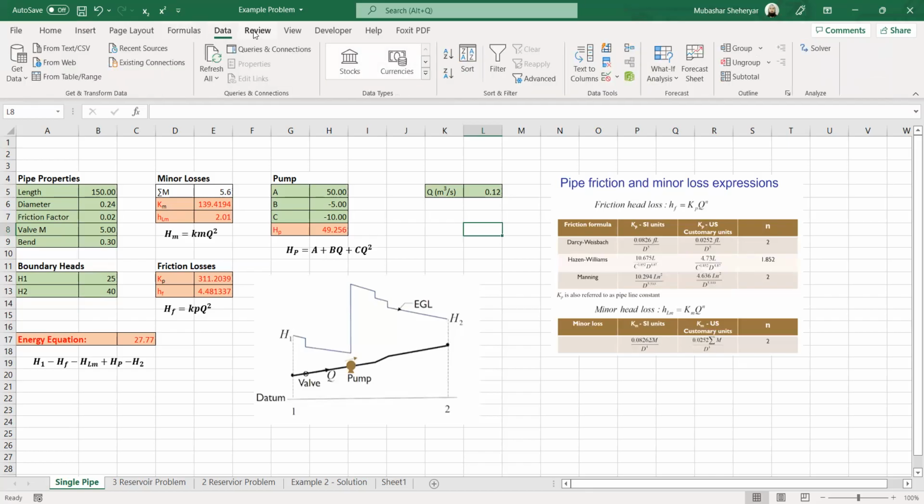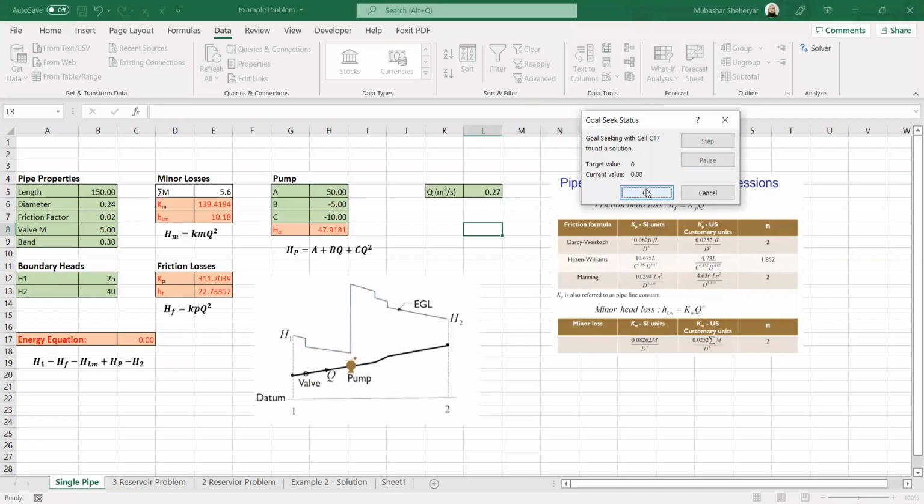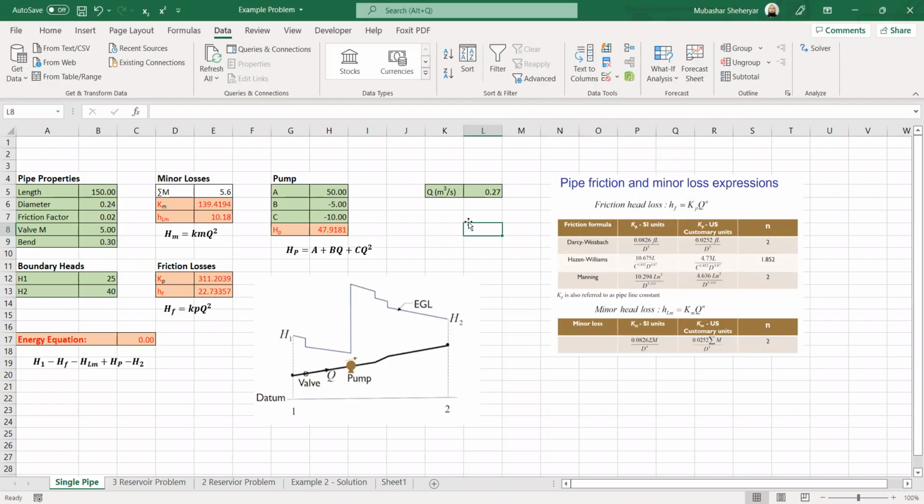We can use the goal seek tool to easily calculate how much flow is flowing through the pipe. By setting this cell equal to 0 by changing this value, it will automatically and iteratively change the flow, the Q value, until the cell value, or the energy equation, becomes equal to 0. By solving this equation, the flow rate through the pipe is equal to 0.27 meter cube per second.